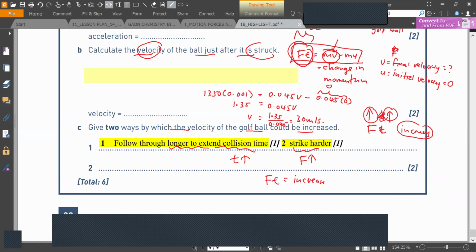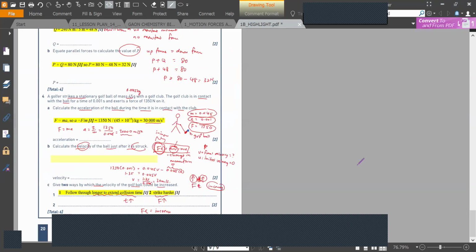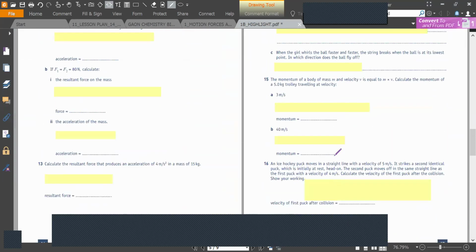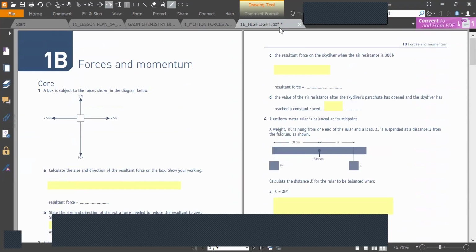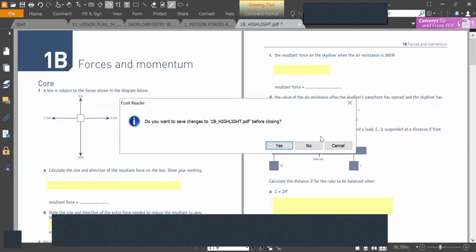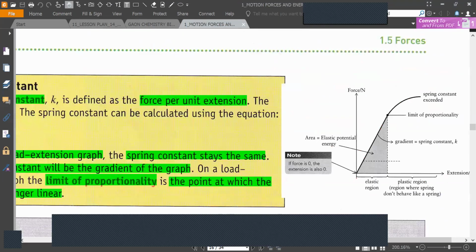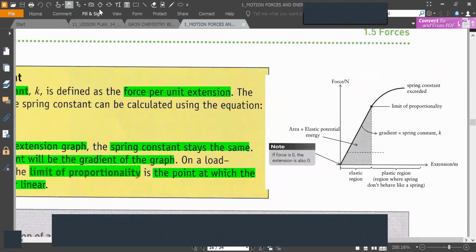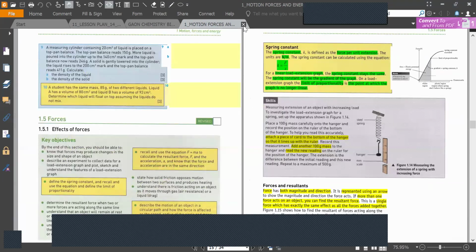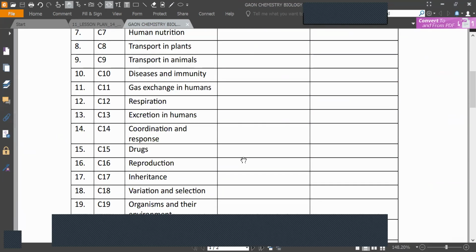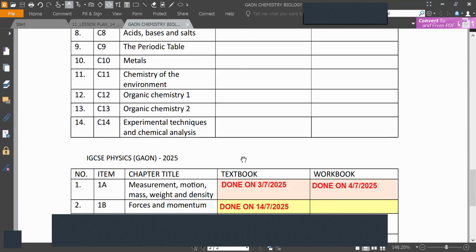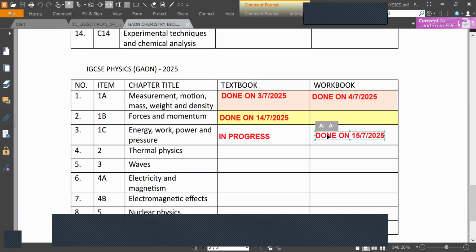Now with this, we finish all the practice questions for this unit 1B. The notes for unit 1B we have also already finished. That's good. So this physics unit 1B is done.